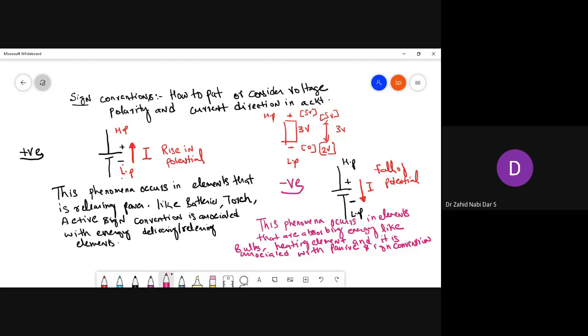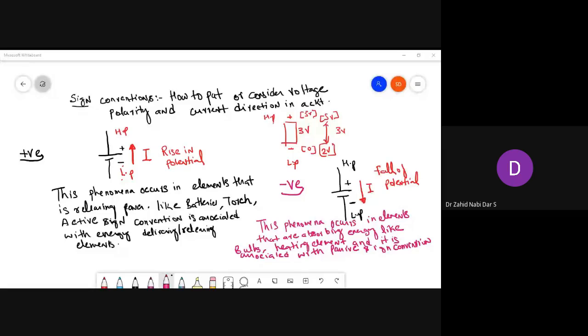So are you having any doubts? You tell me, please. Have you studied this thing before? Yeah. Sir, how will bulbs be absorbing elements, sir?